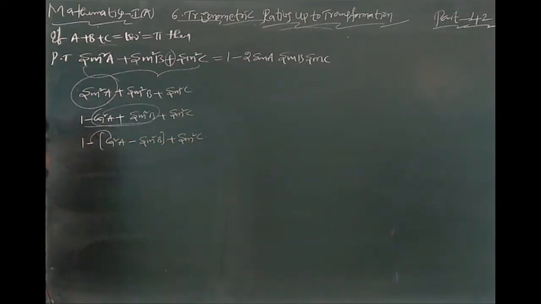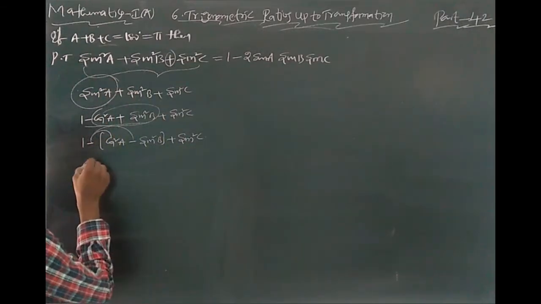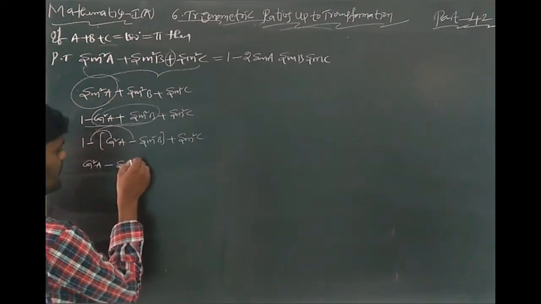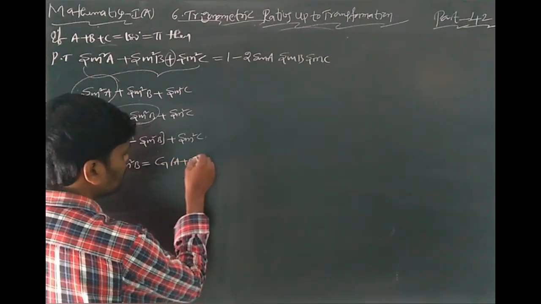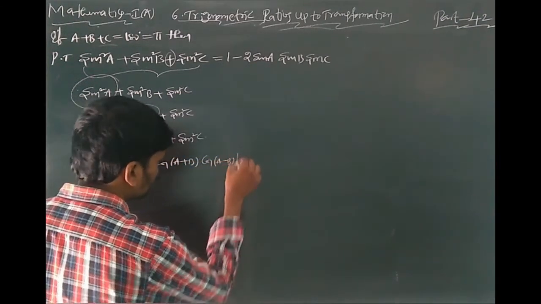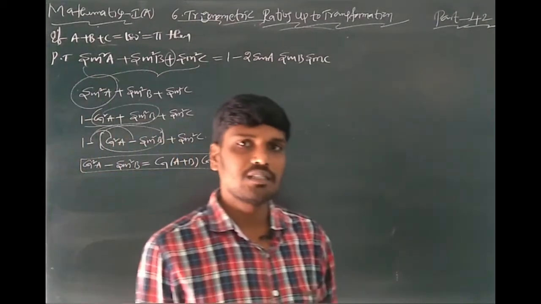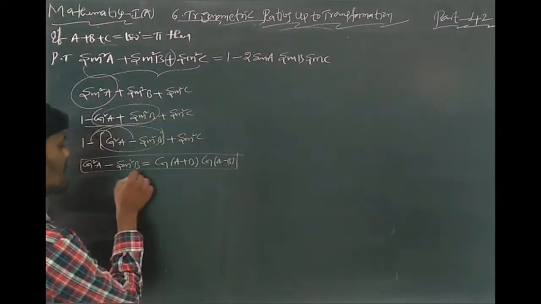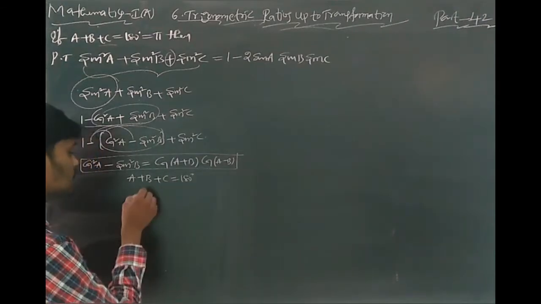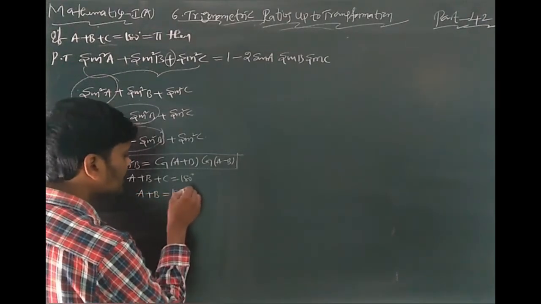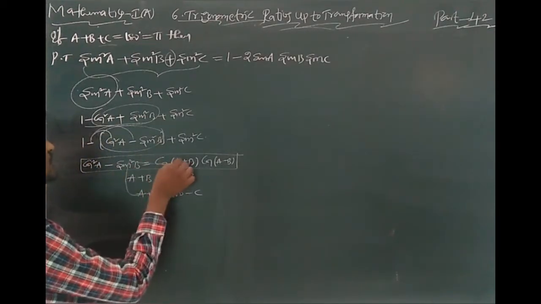Here minus into plus minus cos square A, minus into minus plus sin square B. Cos square A minus sin square B form. What is the formula of cos square A minus sin square B? Cos of A plus B into cos of A minus B. This one is the formula. In this formula, you can write cos of A plus B into cos of A minus B. You know that A plus B plus C value is 180 degrees. Then A plus B equal to what here? A plus B equal to 180 minus C. Substitute in this formula.